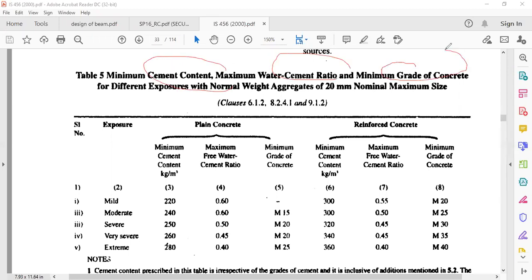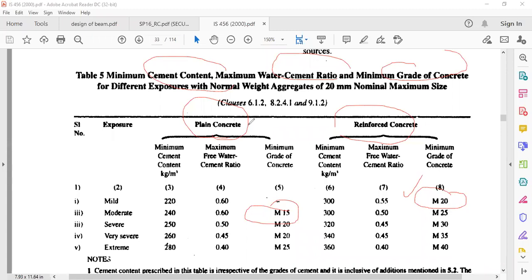Just look at the minimum grade of the concrete. It is suggested that it is M15 when you are using plain concrete. But if you are using reinforced concrete, what should be the minimum grade? M20. Minimum grade of the concrete should be M20. So you always have to use minimum M20 if you are going to use reinforced concrete.